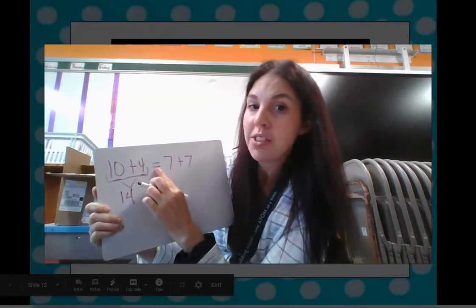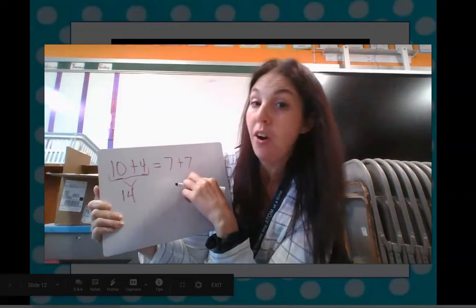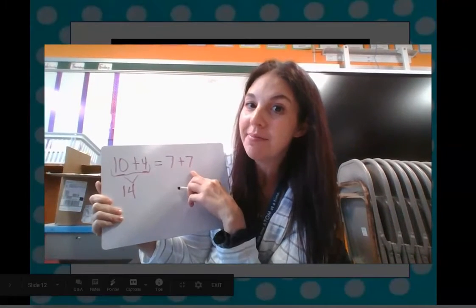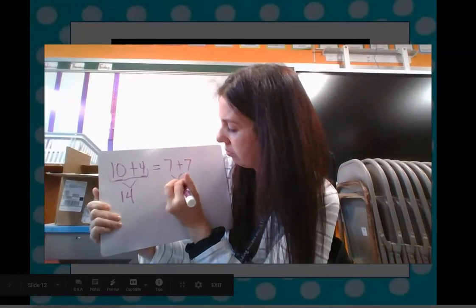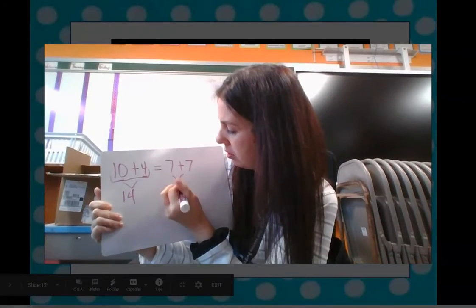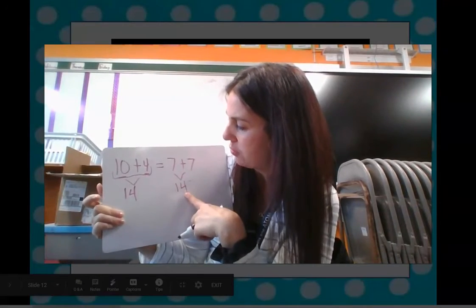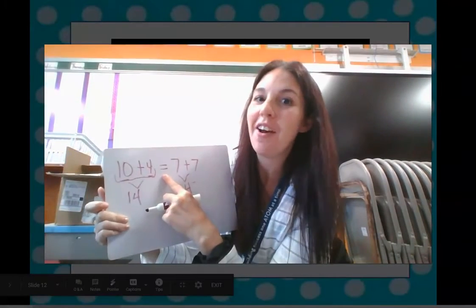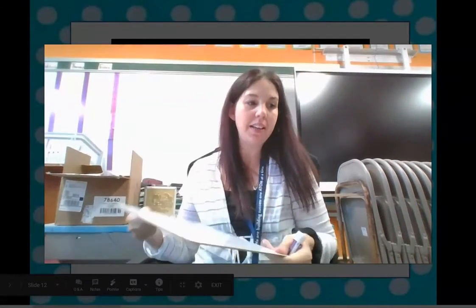Okay, now see the equal sign? Now I'm going to come over to the other side. 7 plus 7. Oh, that's my doubles fact. I know that one. It's, what is it? 14. Very good. So this one equals 14. This one equals 14. Are they equal? Yes, they are. They're equal. They both equal 14. Okay. Let's look at another one.